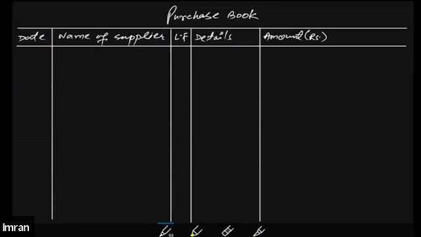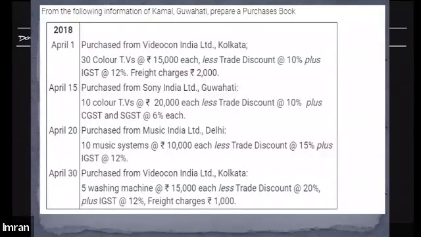All right, now let's start recording the transaction one by one. So in the first transaction, it says purchase from Videocon Limited, Kolkata, 30 color TV, 15,000 each, less trade discount 10% plus IGST, 12% freight charges also 2,000. Okay, we need to record this.